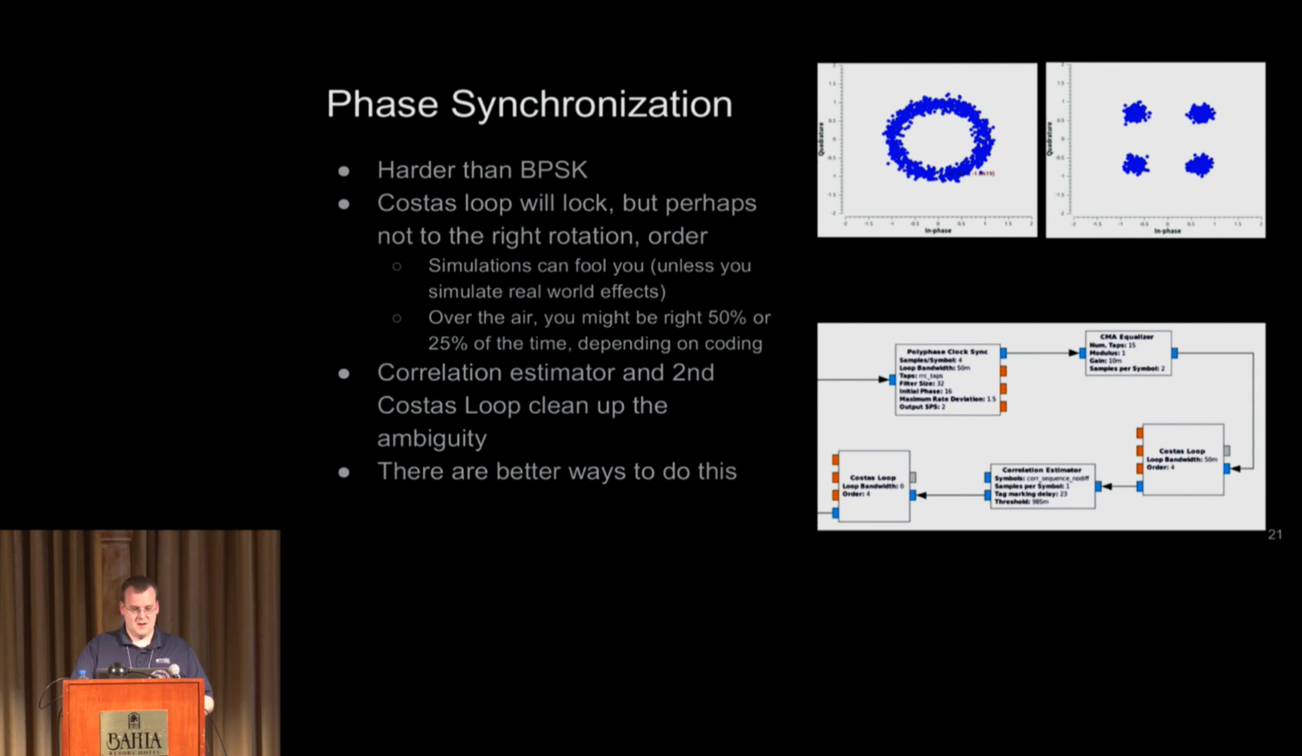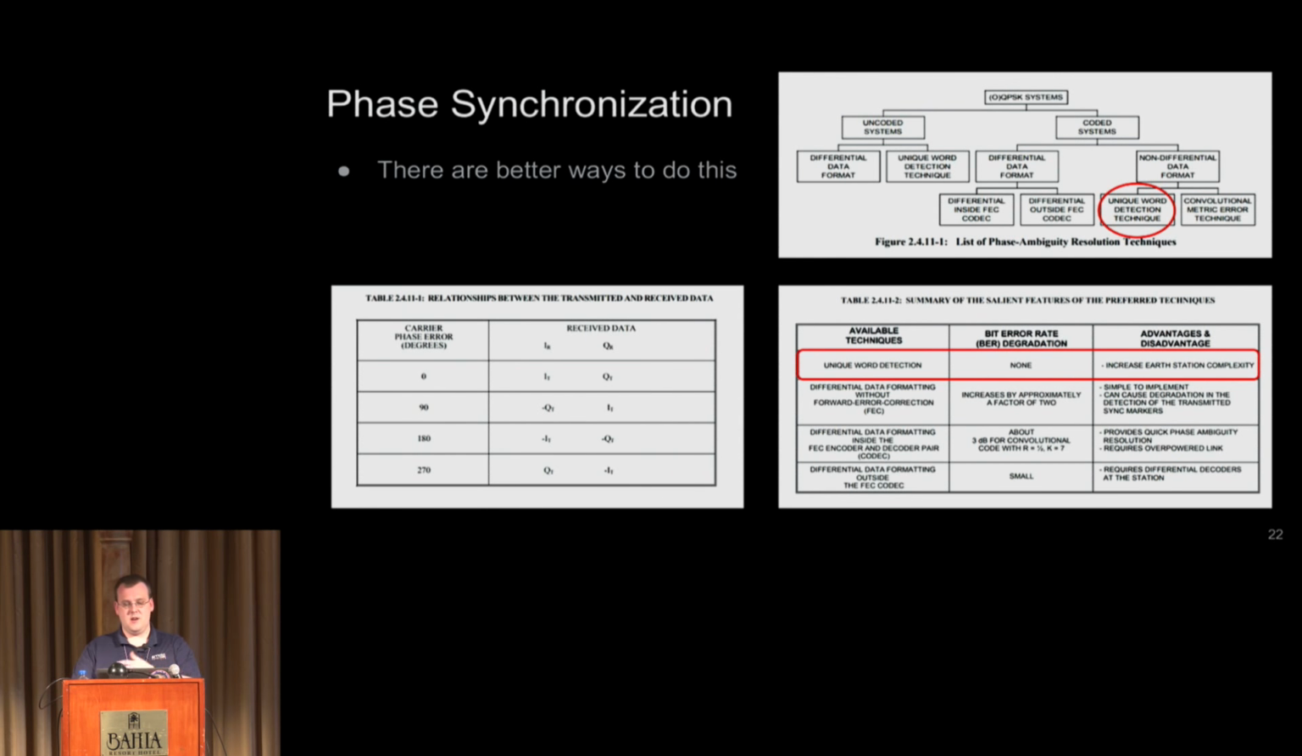Let's see, yeah. And there are better ways to do this. This is some pseudo-helpful documents from the CCSDS documentation that shows you the myriad ways to phase synchronize your modem. I'm basically doing this one. I spent a lot of time on this tree because I've typically built modems that had differential encoding in the past. I had some success with this, but in the end, the most reliable was using the unique word detection technique.